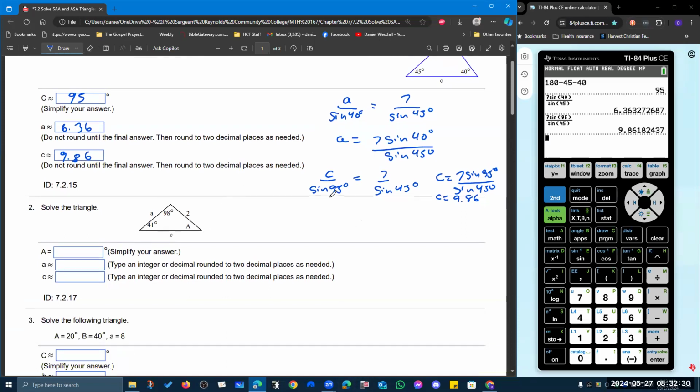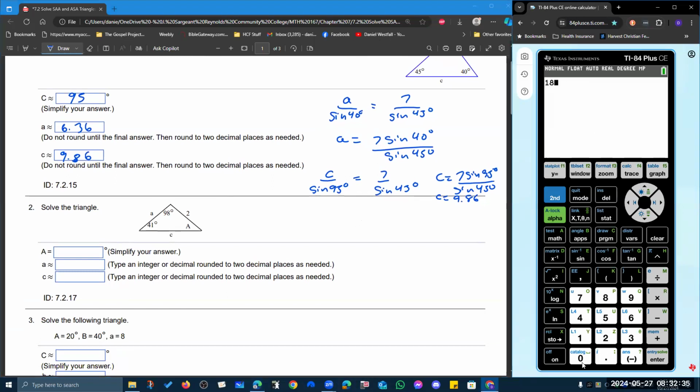All right. Now we have these two angles again. So let's take 180 minus 98 minus 41 to get our third angle, which is also 41. That being the case, this is isosceles. So that means that the sides across from the base angles have to be congruent. So A also has to be 2.